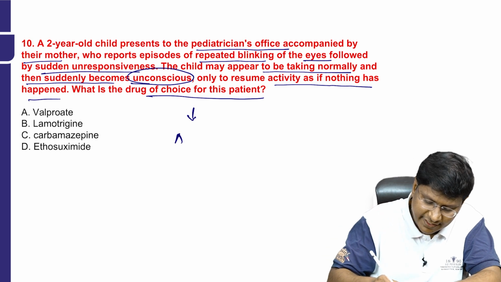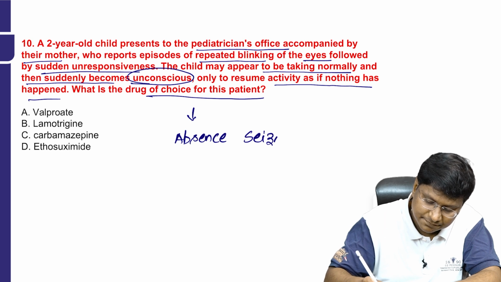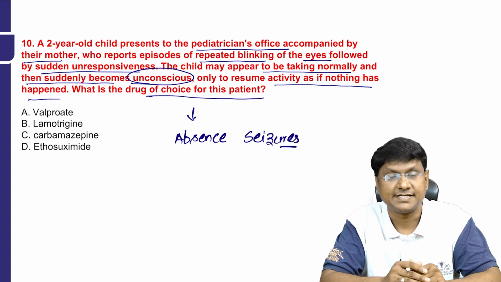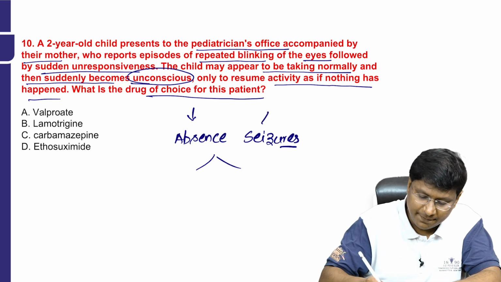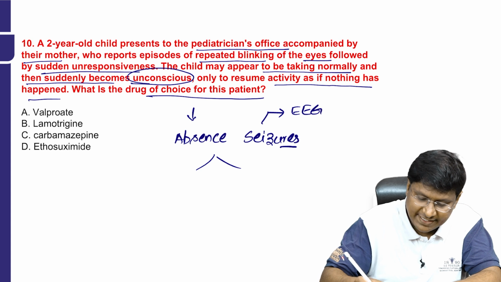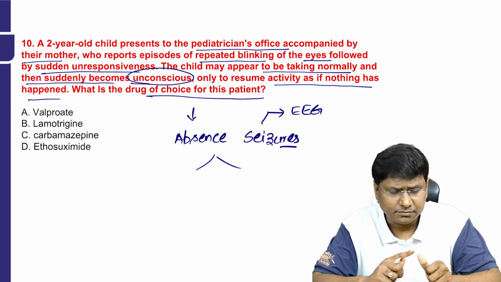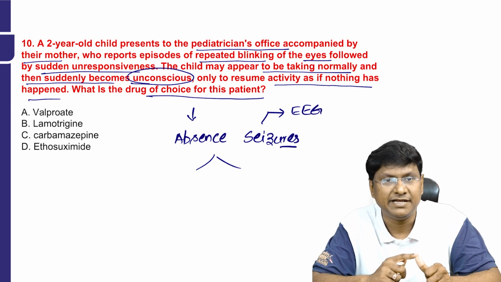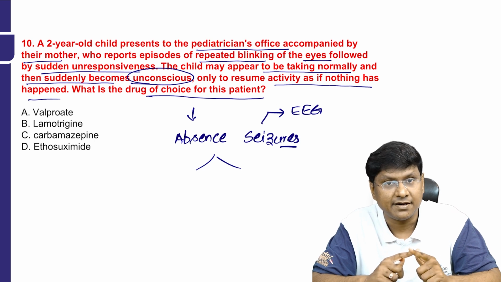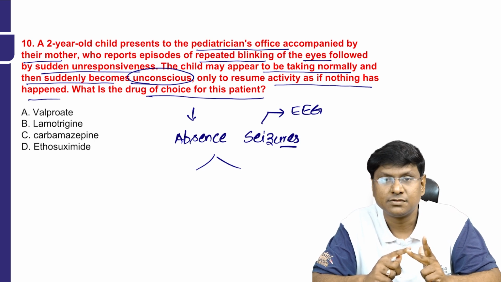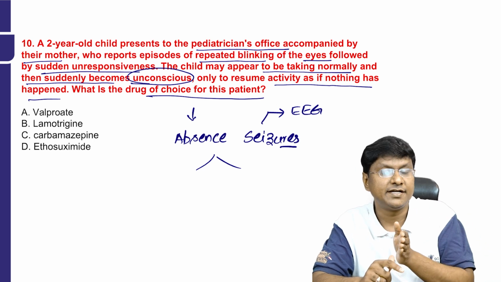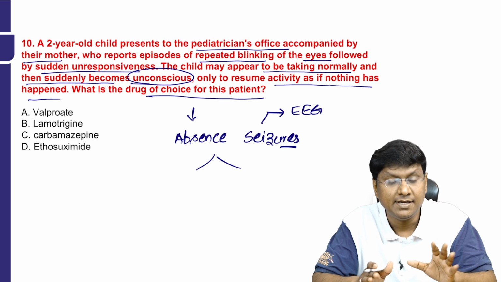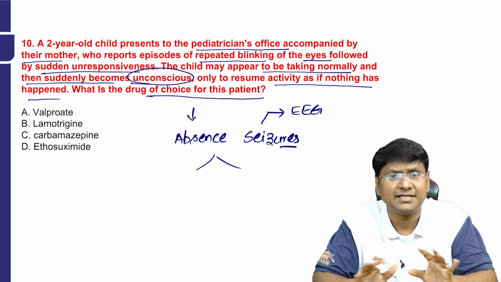So what is this clinical picture suggestive of? It is suggestive of absence seizures. In absence seizures, the workup is by EEG. The clinical picture can be a staring look or repeated blinking of the eyes. Suddenly the individual becomes unresponsive and there is no postictal confusion. The individual will return to normal consciousness immediately and behave as if nothing has happened.